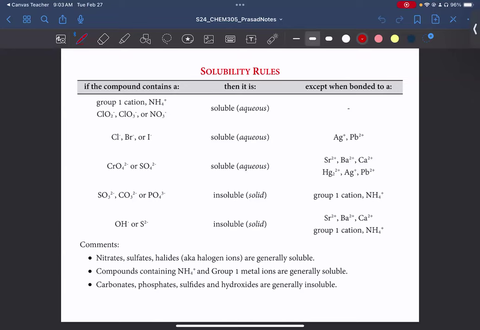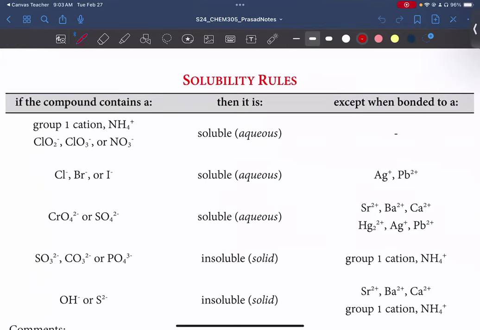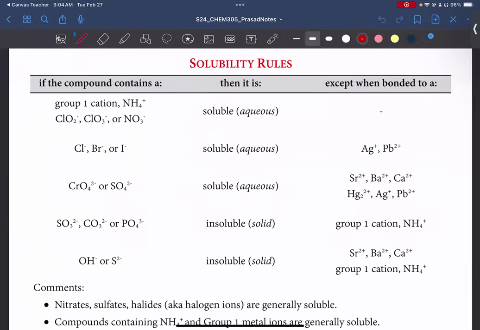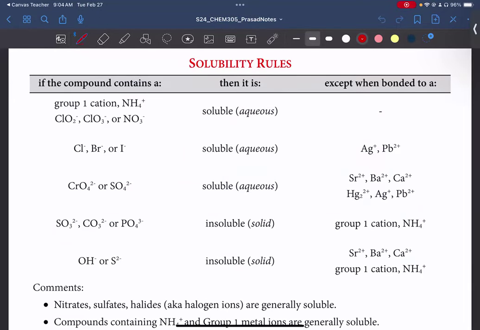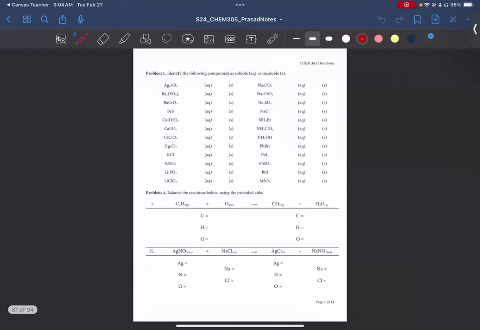You're supposed to read it as if the title of each column is a part of the sentence. So for example, if we were to look at the first one, we would read it as if the compound contains a group one cation, then it is soluble, except when bonded to a, well, no exceptions. Right. So it is to be read left to right, and you can see that I've also identified soluble and insoluble as aqueous and solid. Okay. So we're going to keep referring back to this. I do expect you all to have the document at the ready, because I don't want to keep flipping back and forth and confusing people.